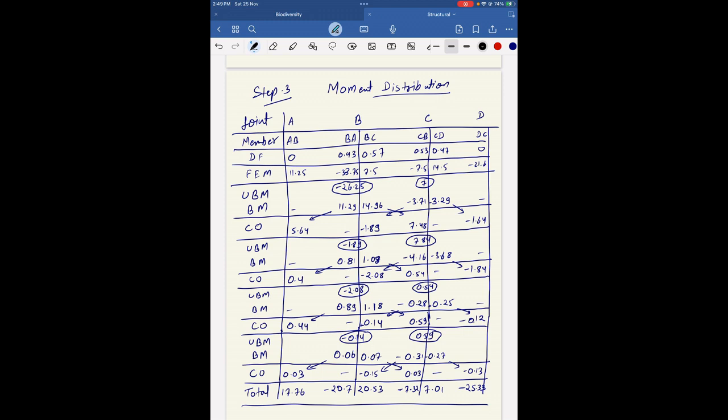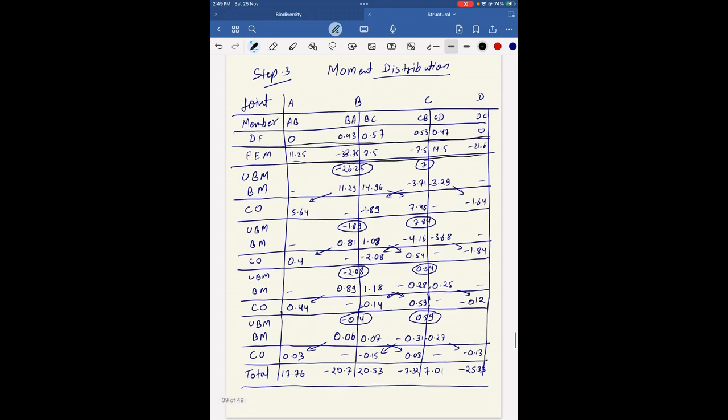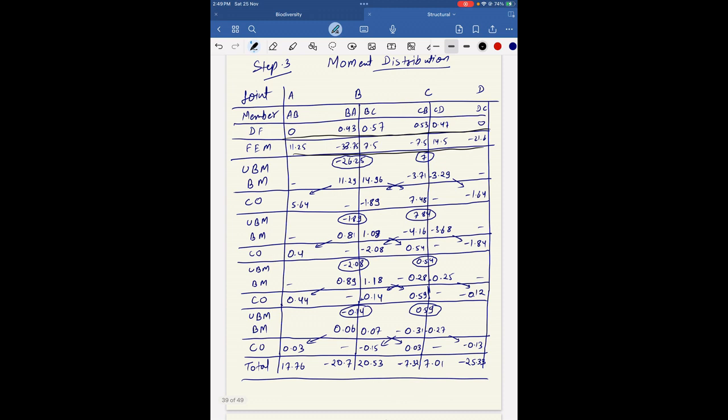So joint A, B: the distribution factor is 10 here and the fixed moment we can write here, and at joint B we get a total unbalanced moment of 26.25 and at C 7. So we distribute the load on each member at each joint according to the distribution factor, and we do the carryover to the opposite side of the member.